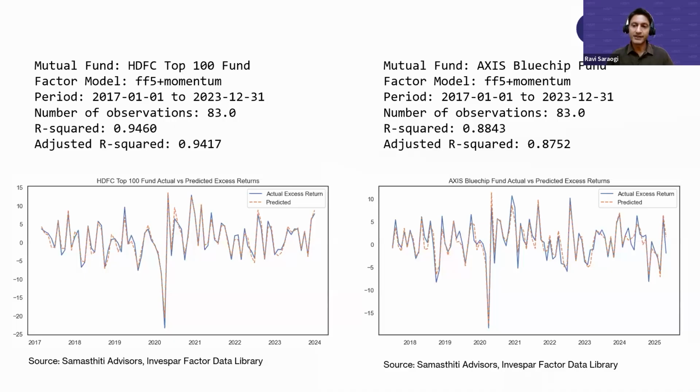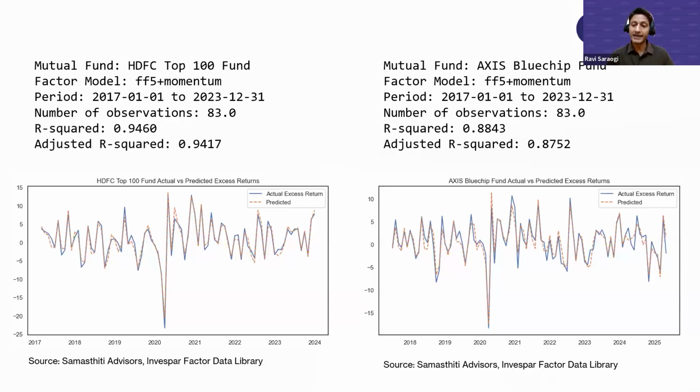We'll be using the Fama French five-factor model for analyzing these two funds. Before jumping into the factor loadings and the coefficients, let's take a quick look at how well the model fits the data. What you're seeing here are two time series plots, one for HDFC Top 100, one for Axis Blue Chip. We compare the actual excess returns of the fund with the returns predicted by the factor model. The blue line represents the actual monthly excess return, and the orange dotted line is the prediction by the regression. You can see how well both these lines track each other, meaning that the model is doing a fantastic job of explaining the returns earned by these funds.